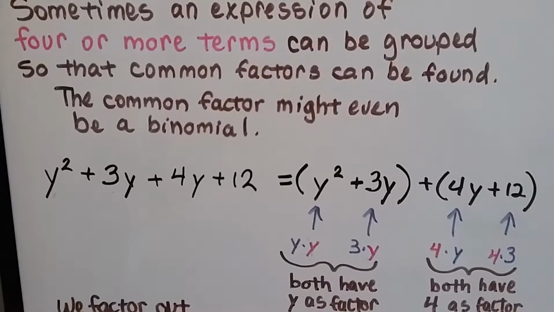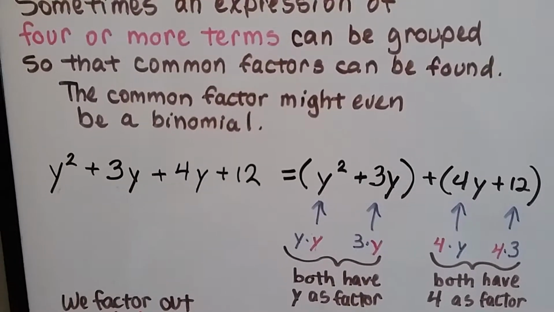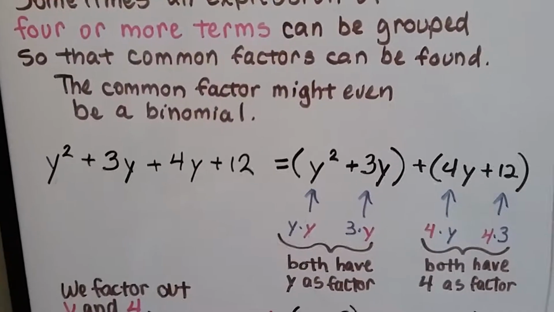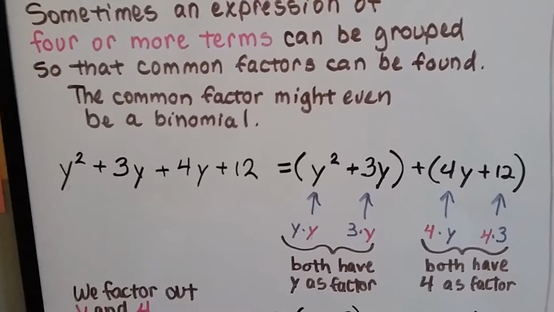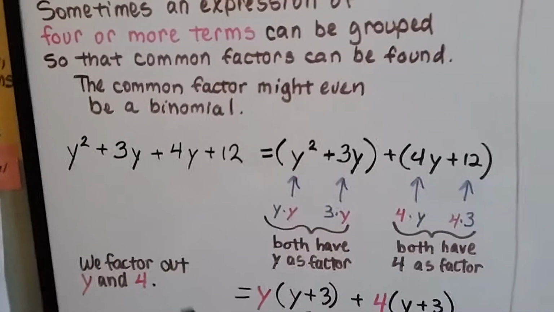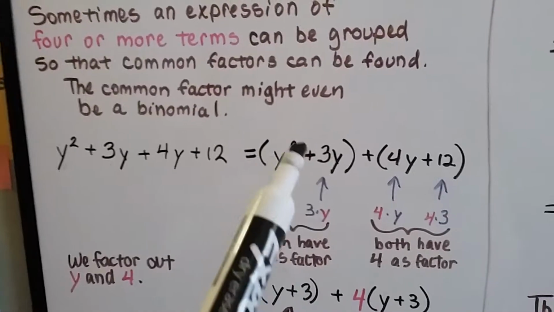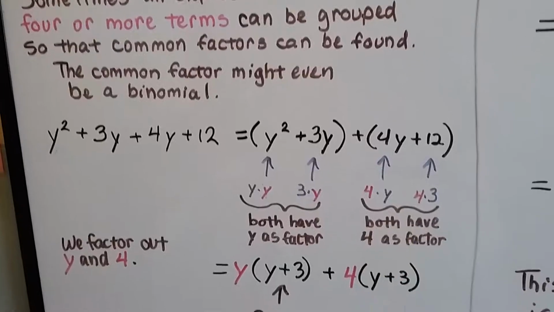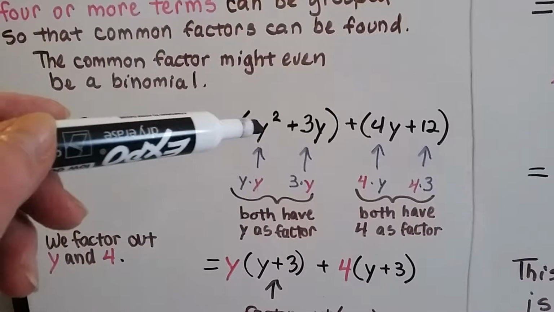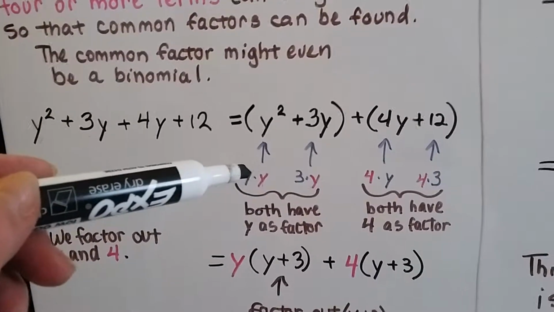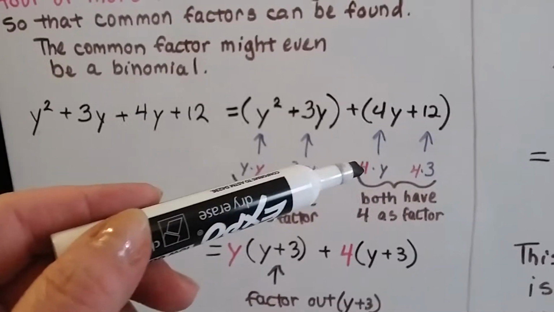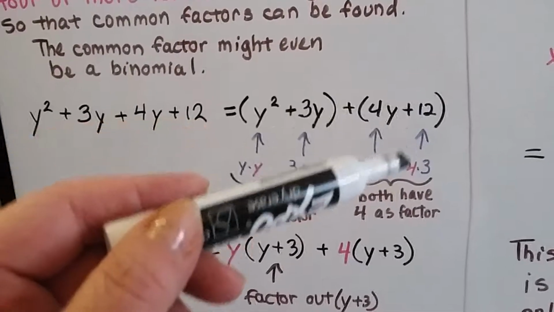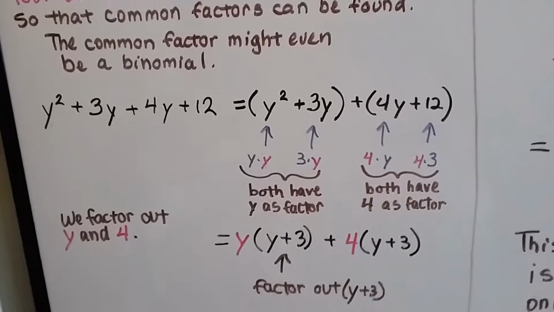So we have y squared plus 3y plus 4y plus 12, and even though you may have the urge to condense and combine these like terms, don't do it, okay? Leave them open like that. We're going to group the left side together and the right side together, and we're going to ask ourselves, what makes y squared? It's a y times y. What makes 3y? It's a 3 times y. What makes 4y? A 4 times y. And what makes 12? A 4 times 3.